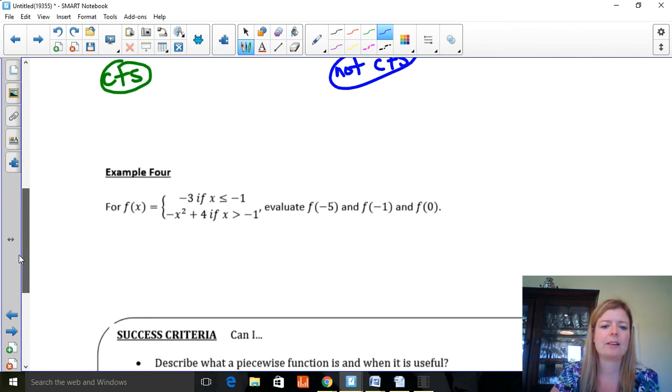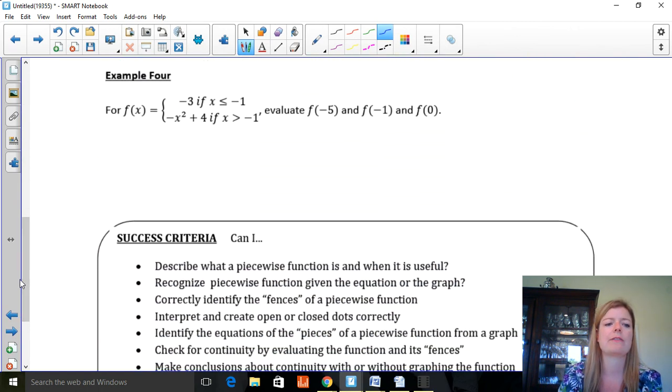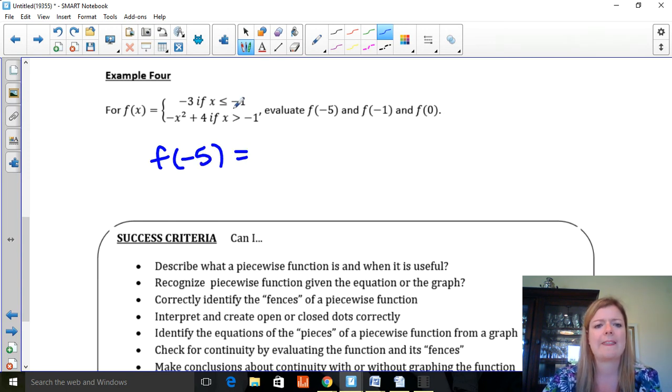Okay, final thing. When you're evaluating piecewise functions, you need to make sure you're putting the x value into the right piece. So for instance, f at minus 5, you have to look at the fences. Is that less than -1 or greater than -1? Well, it's less than -1. So you go to this part of the function and you just say that it's -3.